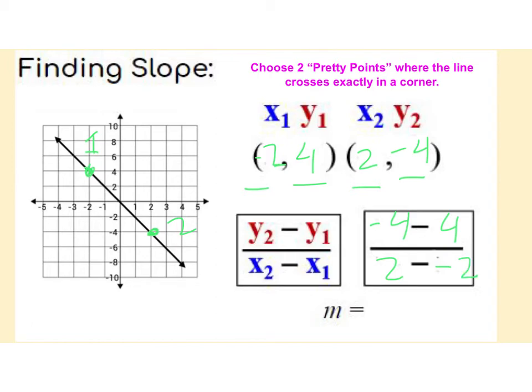And now we solve. Negative 4 minus 4 gives us negative 8. And 2 minus negative 2 gives us positive 4, which can be simplified down to a slope of negative 2. And if you get a negative slope, make sure that you double check that your graph is going down, which ours is, so a negative slope is correct.